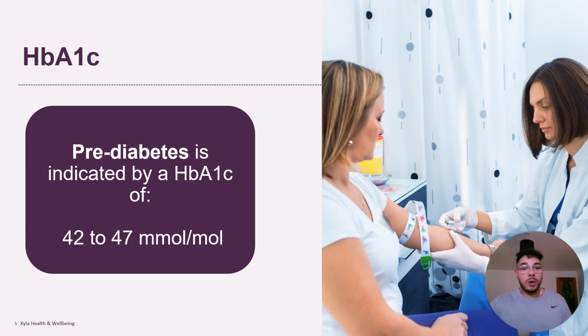Anything below 42 mmol is basically normal. Anything above 42 to 48 is pre-diabetes. Just for further awareness, fasting plasma glucose, also known as FPG, is a finger prick test that you can do at home. A normal range is from 3.9 to 5.4. Pre-diabetes is 5.5 to 6.9, and a diagnosis of diabetes is 7 and above.